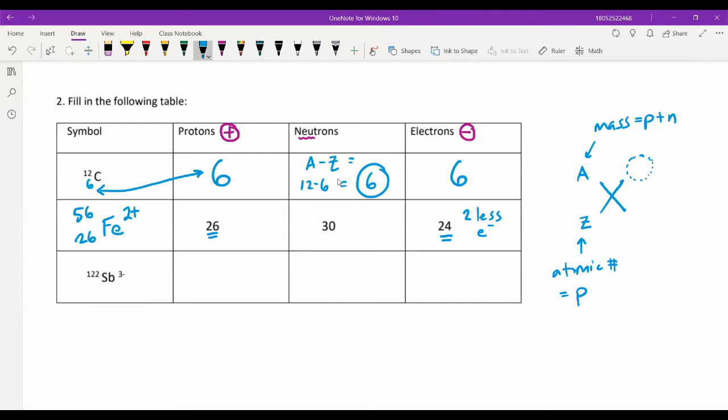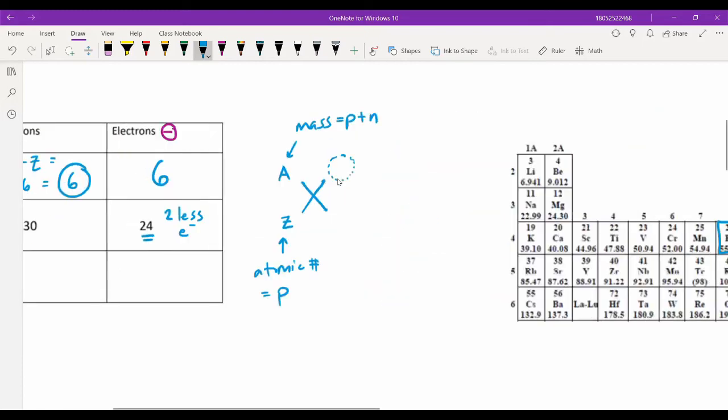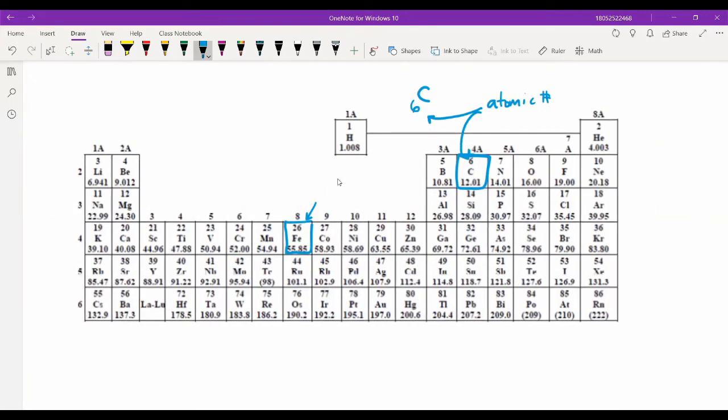Okay. All right, so last one, we have Santabarbarium. Actually, it's antimony, but I like to call it that. So if we look at a table, we might have to find this symbol. This table didn't actually copy that well. Sorry about that. But here it is down here. It's actually number 51.